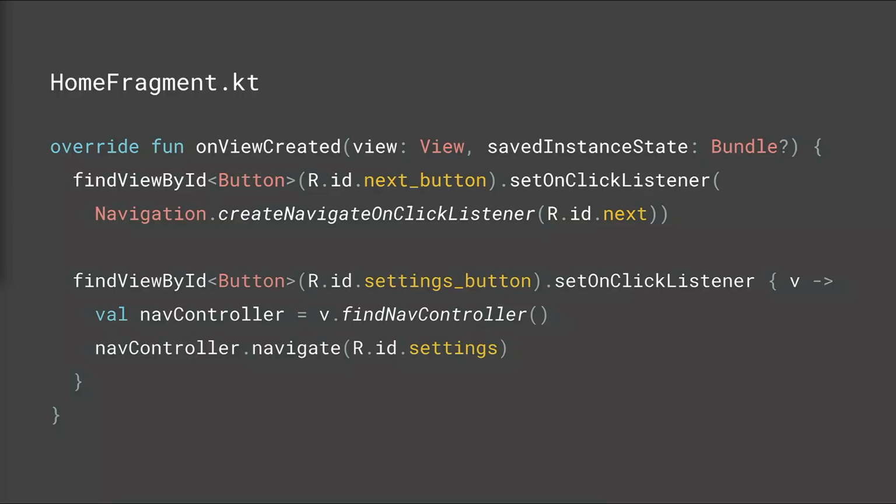Well, what it's doing is using this nav controller object. And one of the things that I find super useful about navigation is you can find that nav controller from any view or any fragment that's been created by navigation. So here we're using a Kotlin extension, which makes this a lot easier.